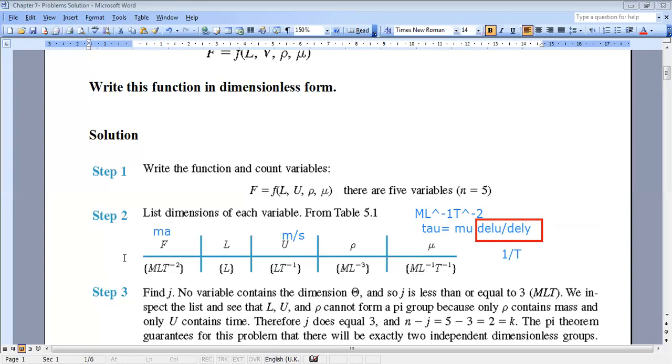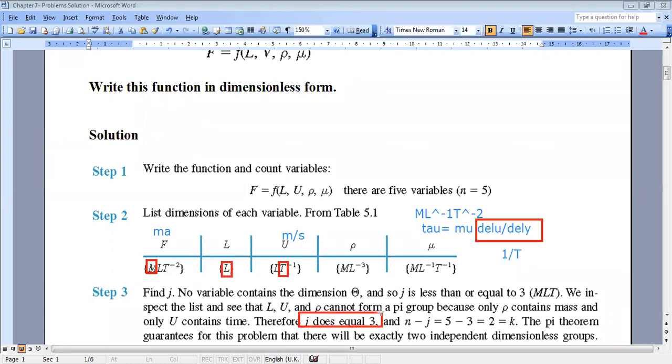Okay, so now we determine the dimension of all our variables. The second step is to determine the number of independent dimensions. Here in this problem, you have the dimension M, the dimension L, and the dimension T. So you have 3 dimensions involved, M, L, and T. This is why we say that J is equal to 3.